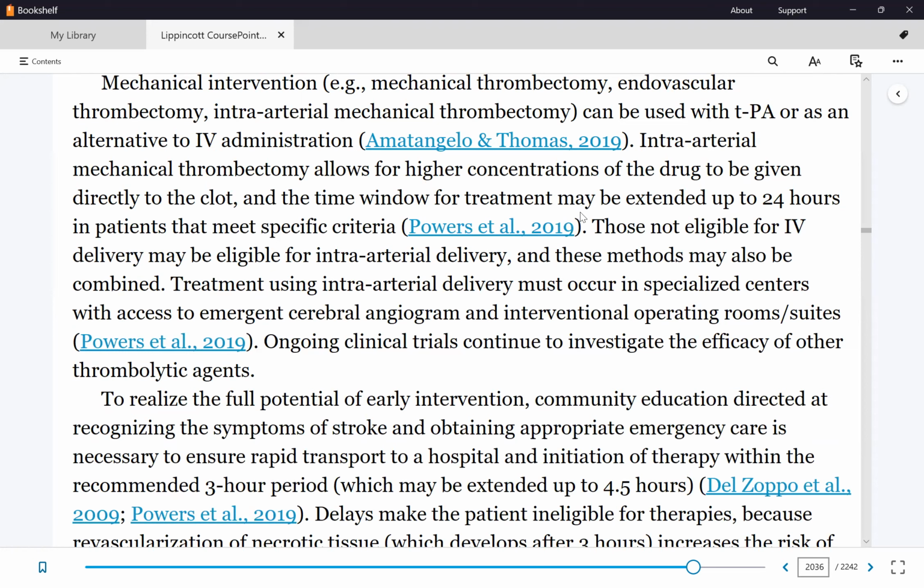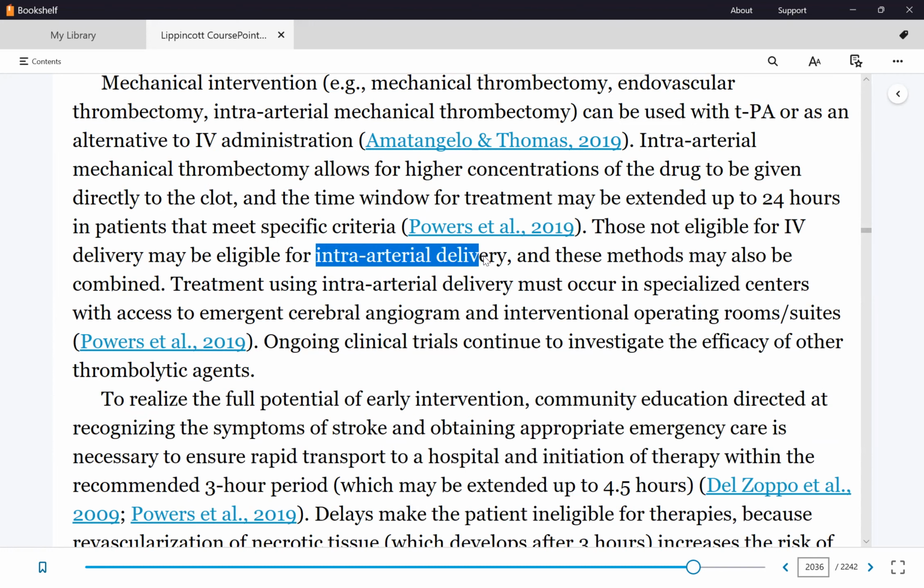Okay, let's look at this part now because we didn't discuss it earlier. Say the patient missed the 3 to 4.5 window, however, they're still within 6 hours. I repeat, the patient missed the 3 to 4.5 window by just a couple hours. If it's still within 6 hours, the patient can still get alteplase. However, it can't be given intravenously anymore. It has to be given intra-arterially.